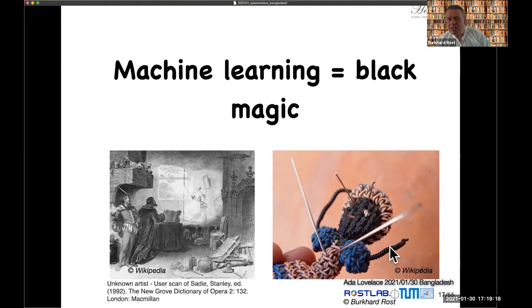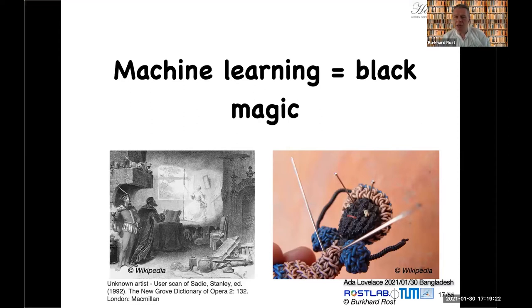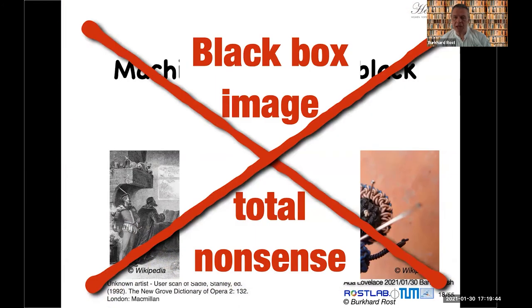Now, one understanding that many people have is that machine learning is like a black box. It's like black magic. You have some box into which you put some data and some prediction comes out of it, but you don't understand what happened in between. That, in fact, is something that you hear many people talk about, even people who do machine learning themselves. Now, this is total bogus, utter nonsense.